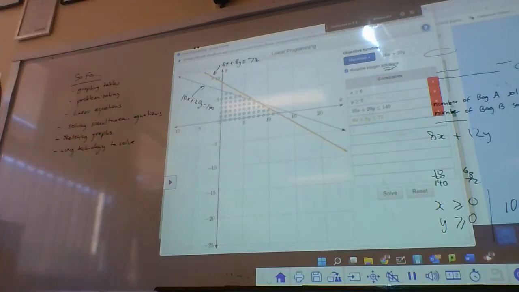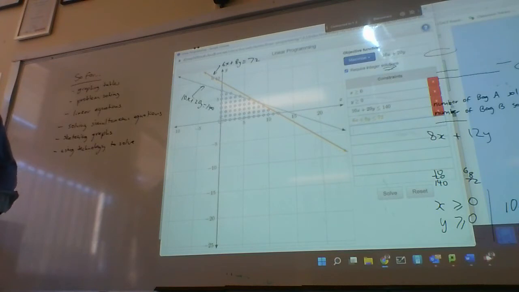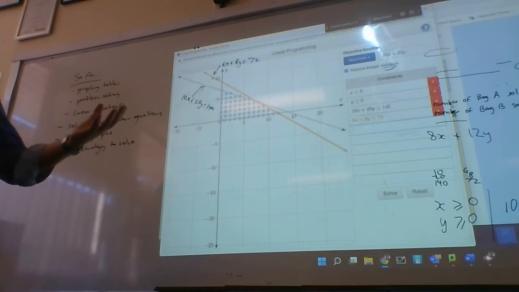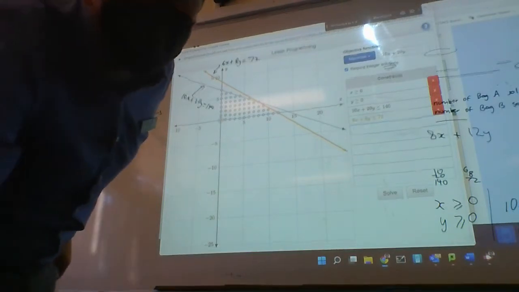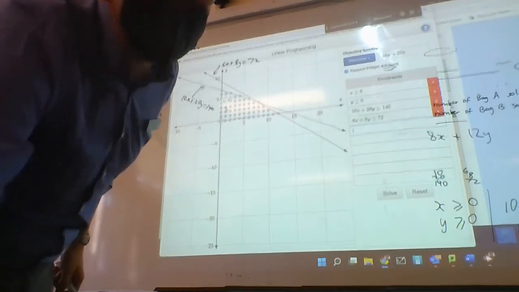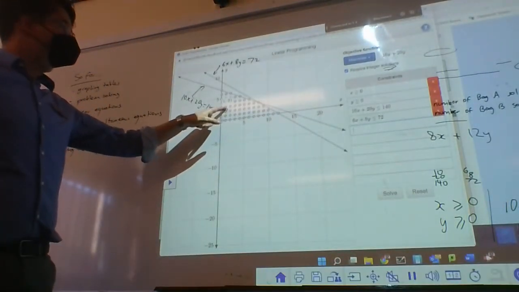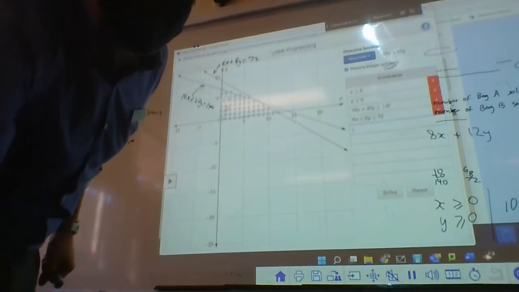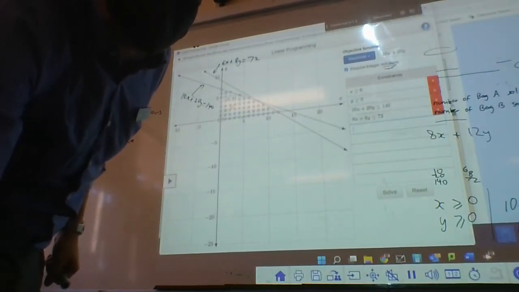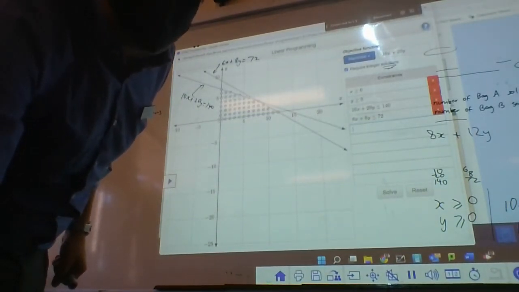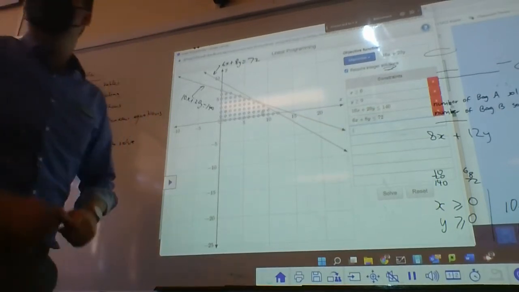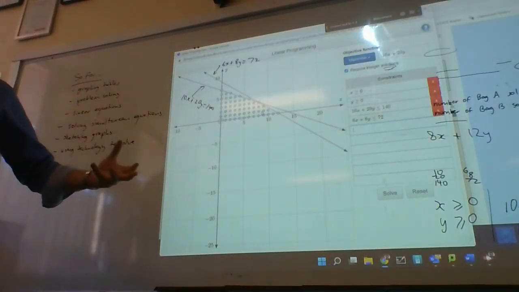What do all those dots represent? What does that little coloured section represent? Different numbers of each bag you sell. Yeah, different combinations of bags. So if I hover over one, it shows that point there is the point 1, 3. So 1 of bag A, 3 of bag B, 2 of bag A, 3 of bag B, 3, 3. These are all combinations of bags that you can sell.